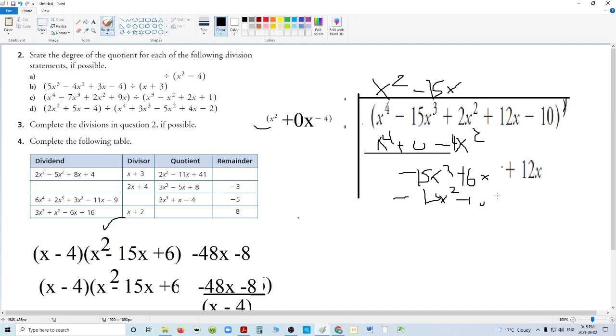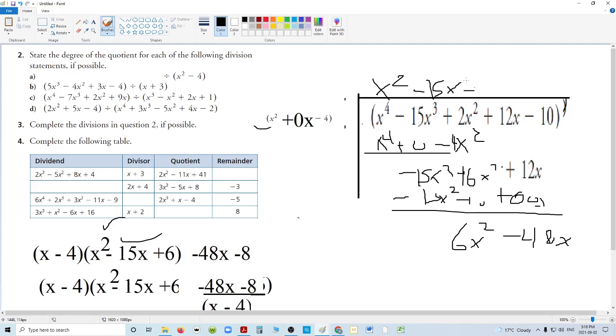And I get plus 60x. So that's definitely minus 15x. When I subtract it, I get 6x squared, because that's squared. And then when I subtract, I get minus 48x. Okay, then I've got plus 6.